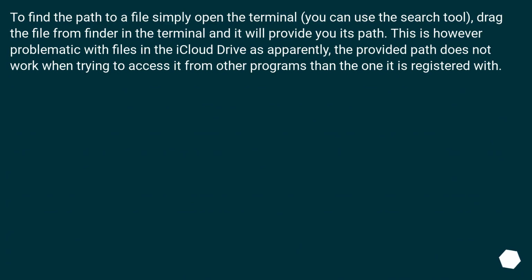to find the path to a file, simply open the terminal. You can use the search tool, drag the file from Finder into the terminal and it will provide you its path. This is however problematic with files in the iCloud Drive, as apparently, the provided path does not work when trying to access it from other programs than the one it is registered with.